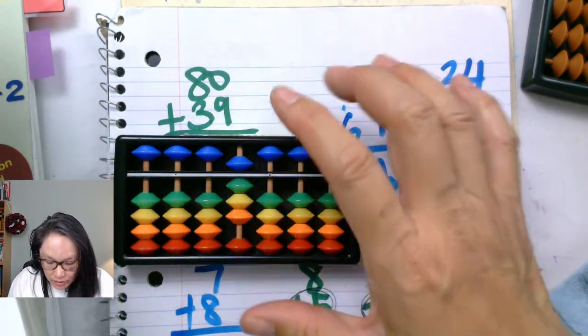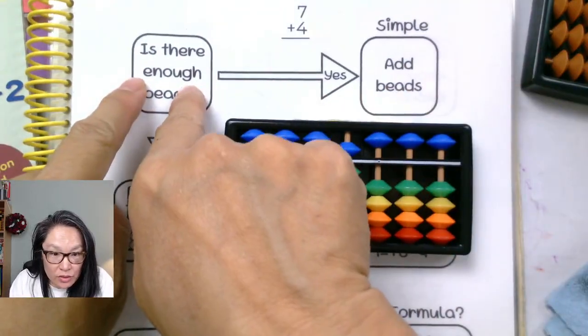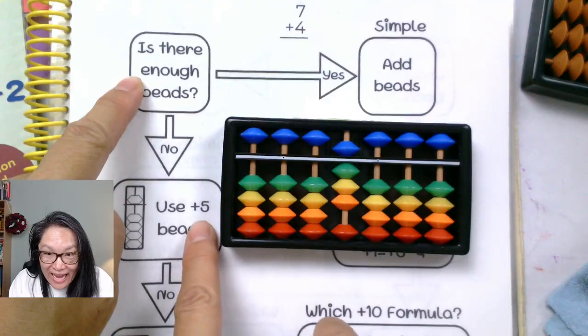What we're doing here, add the 3. When we add the 3, we go, can we do the beads? No, we don't have enough to add the beads. So we got to come down here. Can we add the 5?